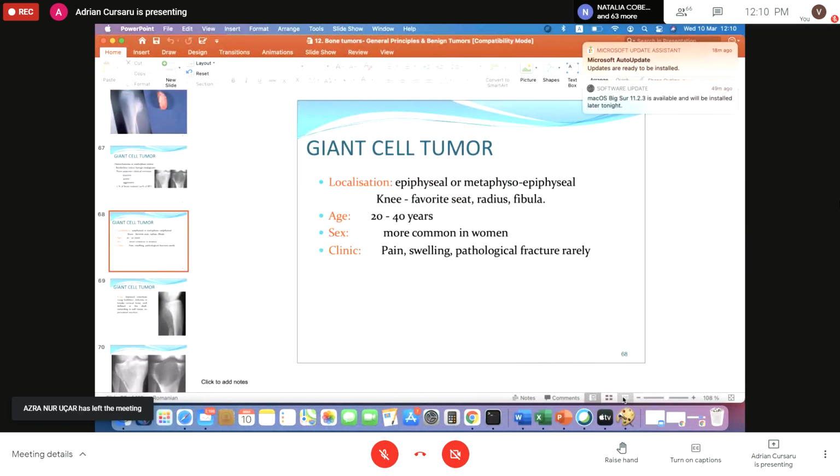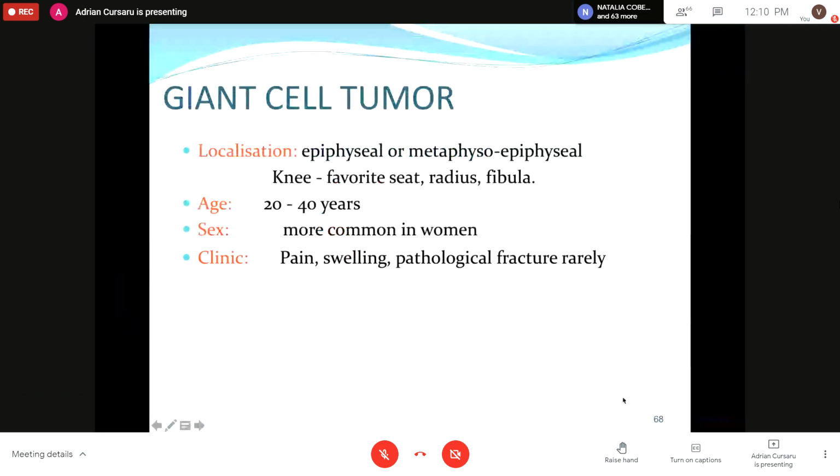Yes. Sorry. The localization of that type of giant cell tumor is epiphyseal or metaphyseal-epiphyseal, most frequently around the knee, either the distal part of the femur or the proximal part of the tibia. The age affected by that type of tumor is 20 to 40 years, and it is more frequent in females than in males.